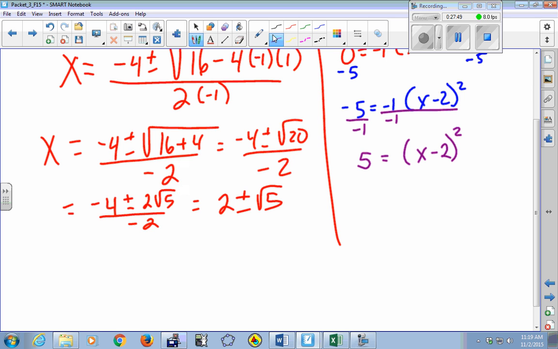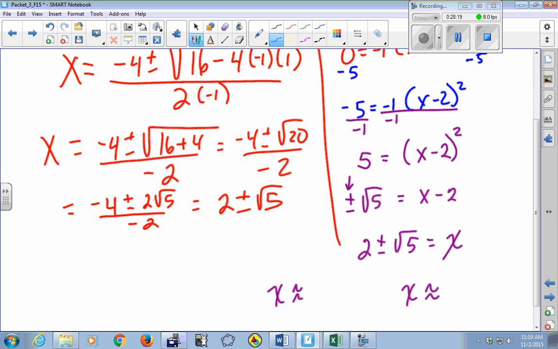Because when you take the square root of both sides, you've got to remember it's plus and minus. So if you square root both sides, you've got to remember two answers, two x-intercepts. There's got to be a positive and negative there. You add 2 to both sides. Voila, you have your two x-intercepts. They happen to be irrational numbers. So the best thing you can do for graphing is to find out approximately what these two x-intercepts are. And for that, you would need your calculator.